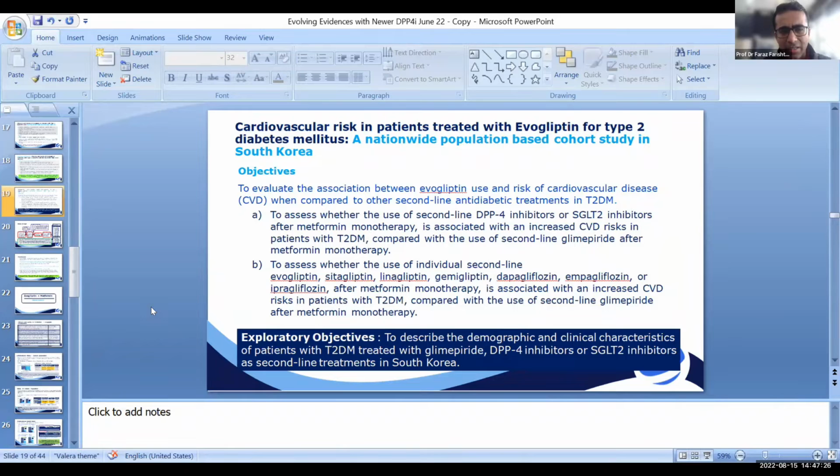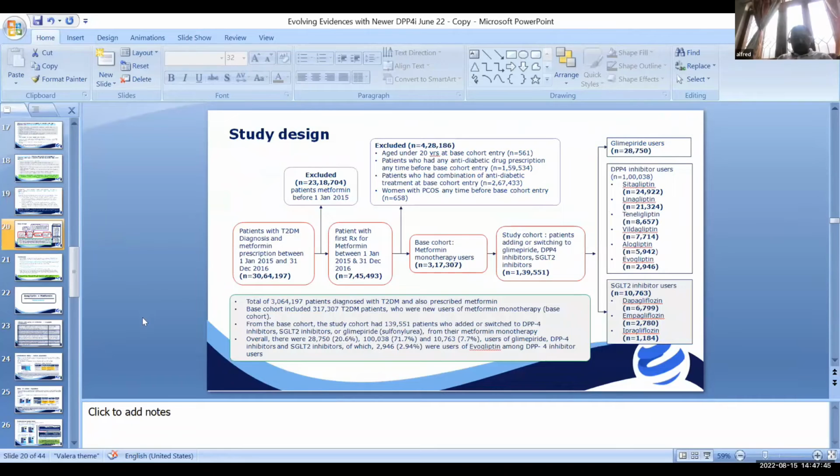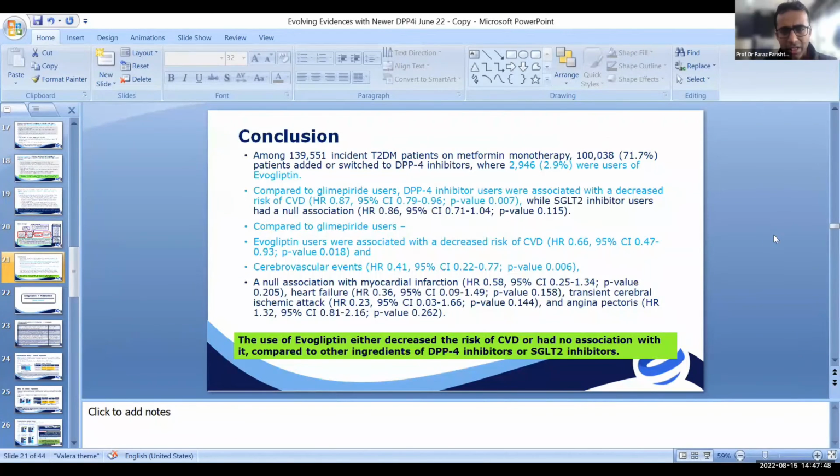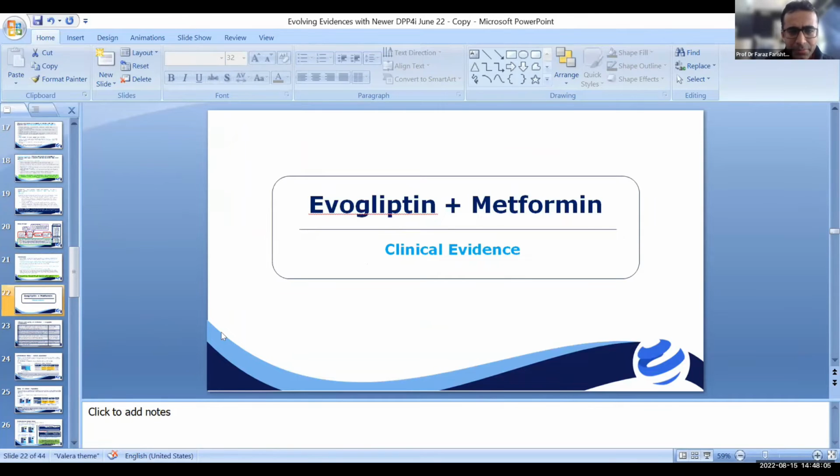Coming to the cardiovascular risk. This is a nationwide population cohort study in South Korea to see the cardiovascular risk in patients treated with Evo. It describes the demographic and clinical characteristics of patients with diabetes treated with glimepiride, DPP4 or SGLT2 inhibitors in South Korean patients. Here you will see the use of Evo either decreased the risk of CVD or had no association with it. So it definitely proves that it is also cardiovascular safe, at least neutral when you compare it with other classes of drugs.